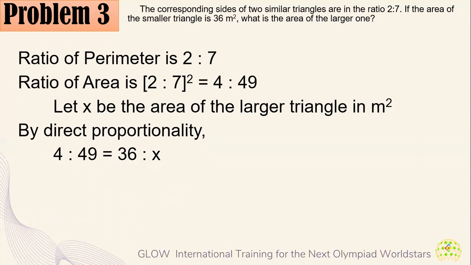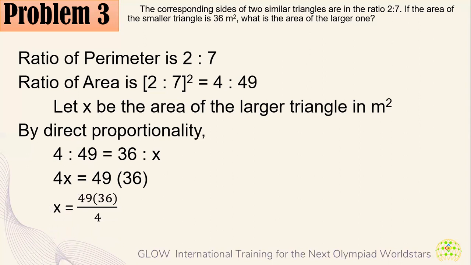And remember that in a proportion, the product of the means equals the product of the extremes. And so we have here 4 times x. Extremes are the ones that are outside, and the means are the ones that are inside. So 4 times x, you have 4x equals 49 times 36. And dividing both sides by 4, we have x equals 49 times 36 divided by 4.